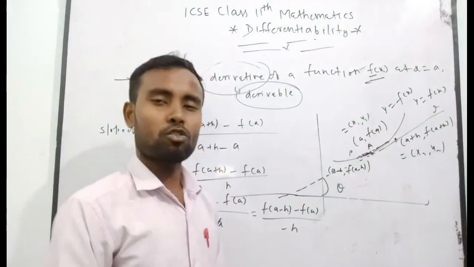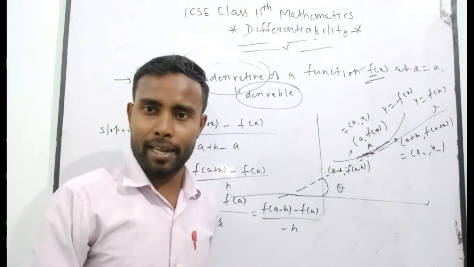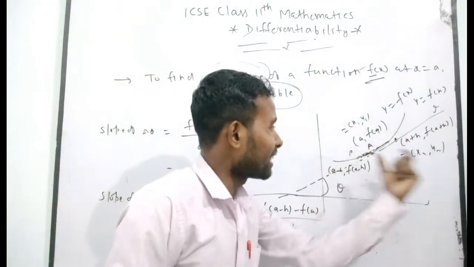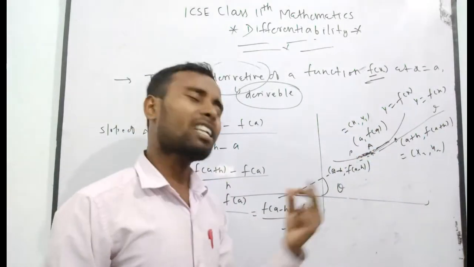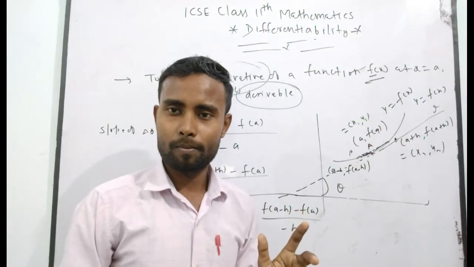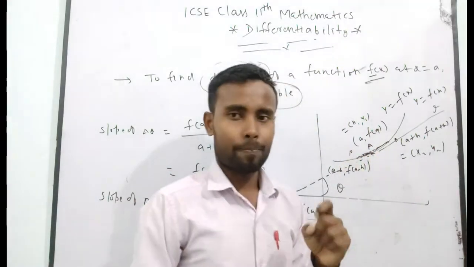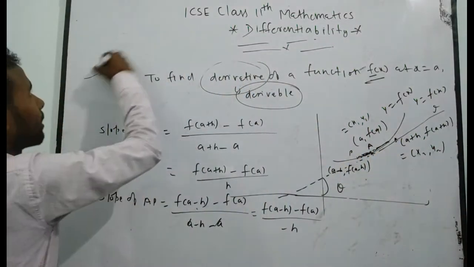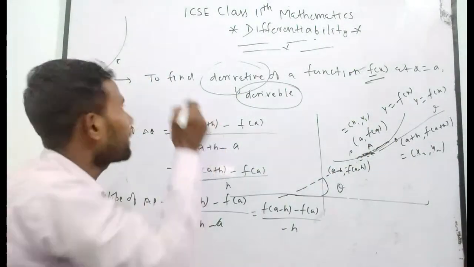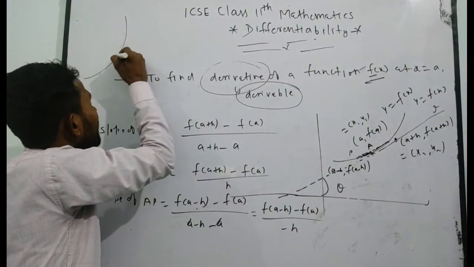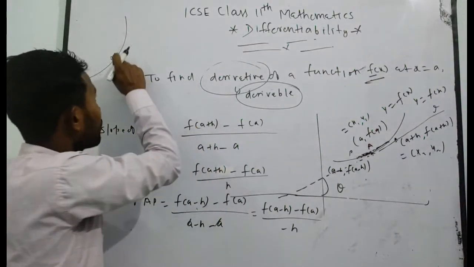In that case, what can you tell me? Don't let P and Q coincide with A. Otherwise, you can take them very, very close to A. Suppose this is A, and I take P here very, very close to A, and similarly Q is also very, very close to A.